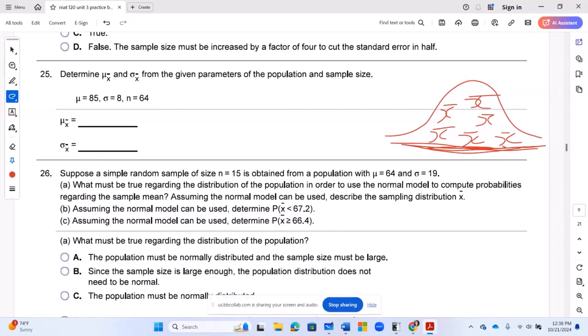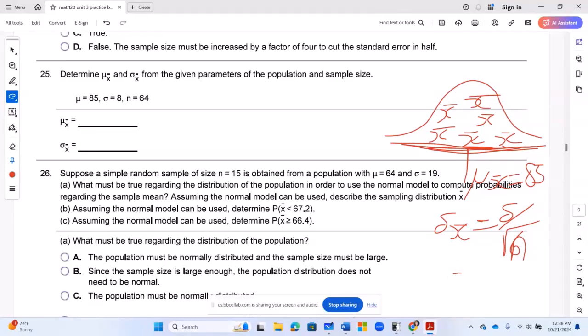And the mean of this mean distribution is mu x bar, and mu x bar is equal to the mean of the original data. So this mean is 85. The standard error of this data is equal to the standard deviation of the original data divided by square root of sample size. Sample size is 64. So square root of sample size, I'm just going to write sample size here.